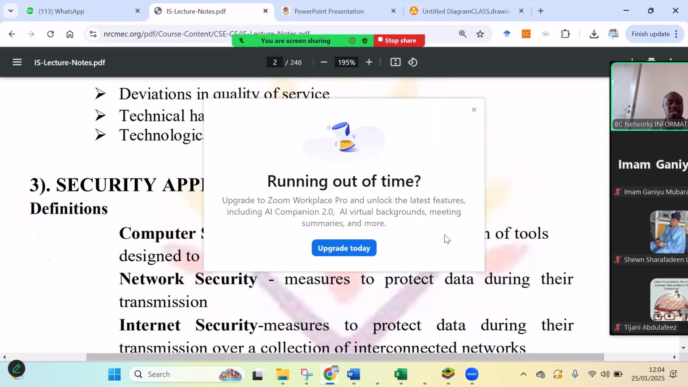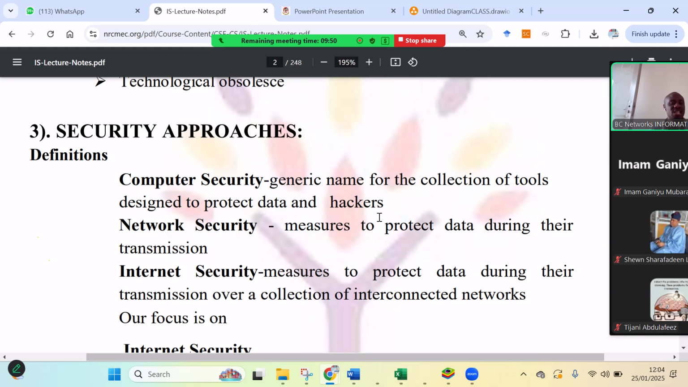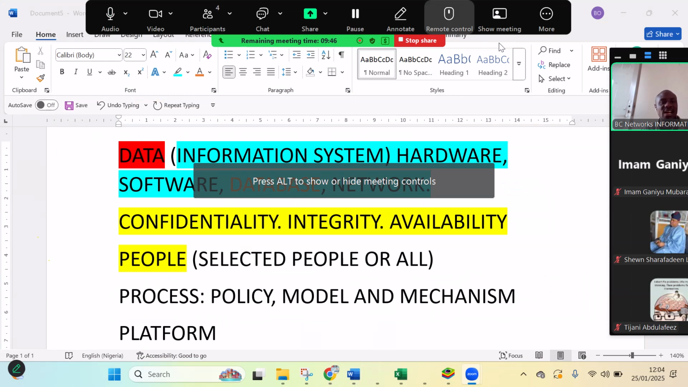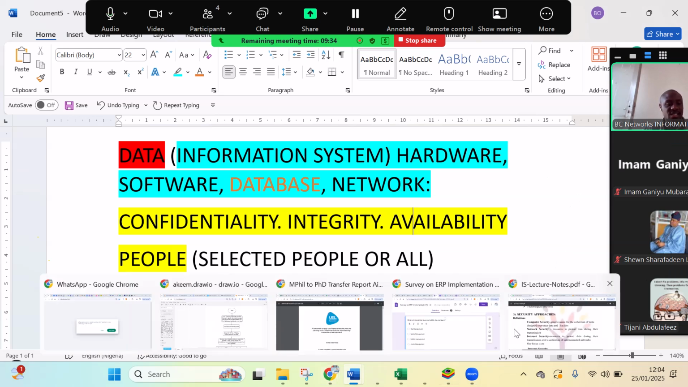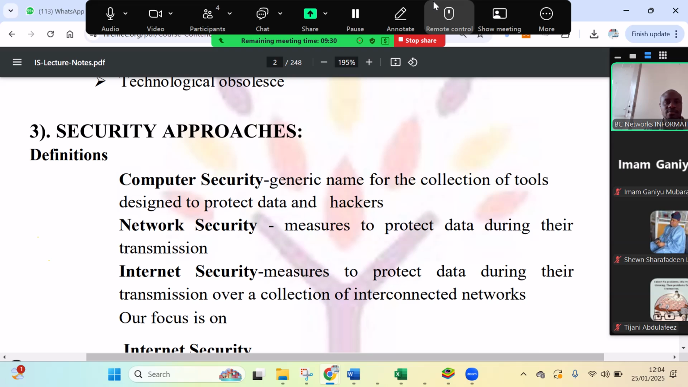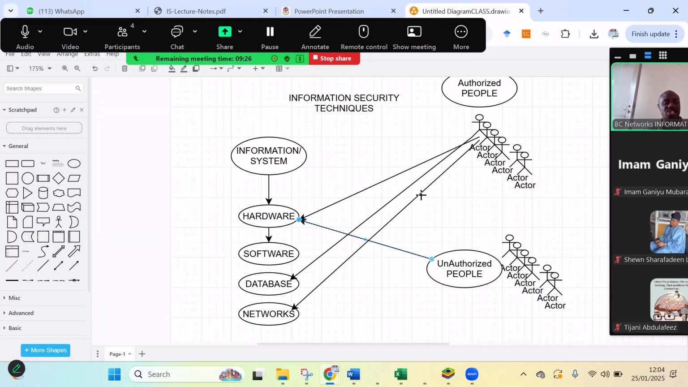Now, what are the security approaches? Now we have computer security. What do we mean by computer security? You realize that we've talked about computer systems. The use of that computer is one of the vital components of information security, how people interface and use the systems. So we can have our computer systems here.